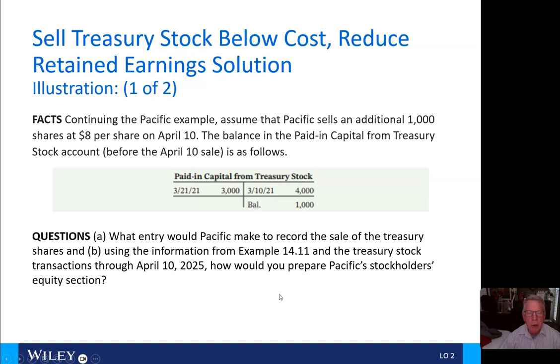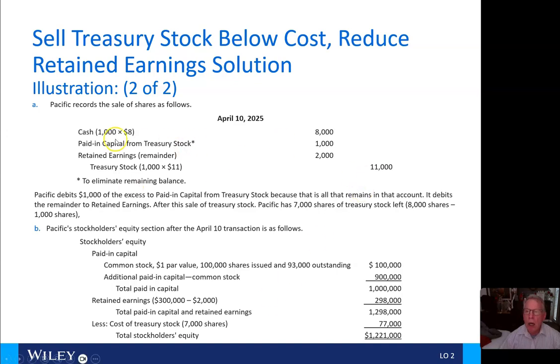So what entry is it going to make to record the sale of that treasury shares, and then how would you prepare the stockholders' equity section? Well, our journal entry, we're going to get another $8,000, but we only have $1,000 left in our paid-in capital from treasury stock. So we reduce it to zero here by $1,000, and then the remainder we put in retained earnings, $2,000 reduction. And again, we will credit treasury stock based on the original buyback price of $11.